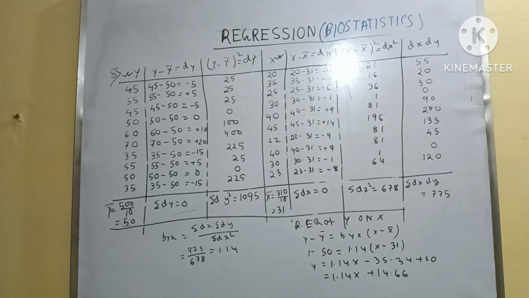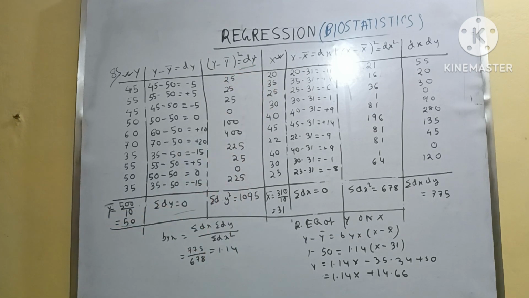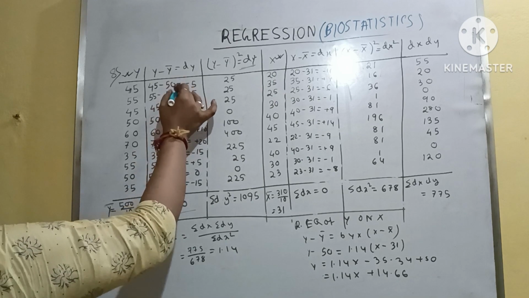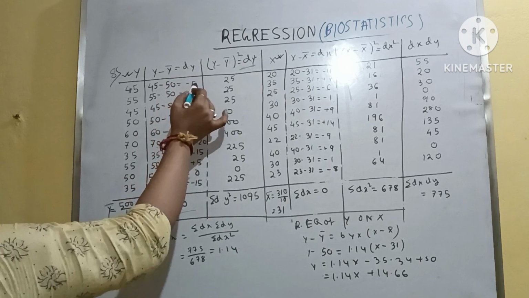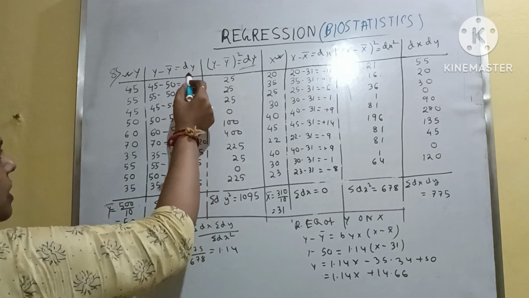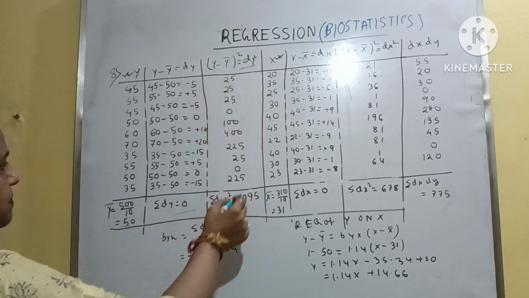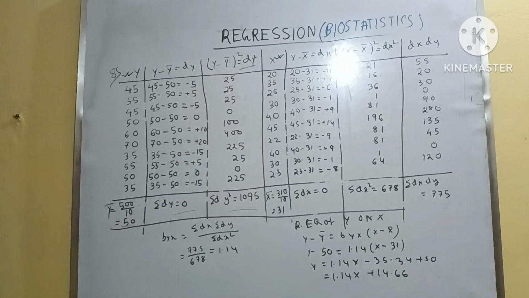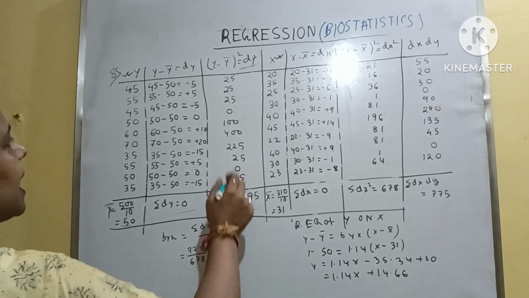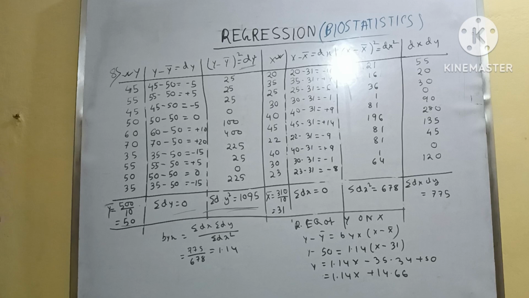And after that, what do we have to calculate? That is the dy square value. Dy square is nothing but squaring the dy values. So 5 square, minus 5 square, 5 square, minus 5 square. By squaring these values, we got these values. So summation of dy square is actually adding these values, and then we got this value.